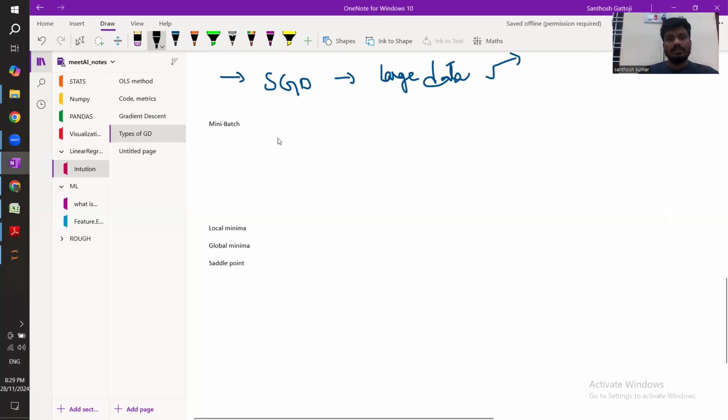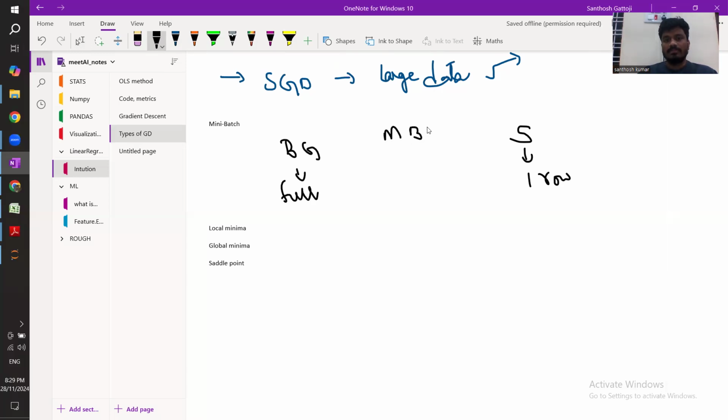Here in batch gradient descent, you're using the full data set. In stochastic, only one row to update. Mini batch will be in between these. In mini batch gradient descent, you take a small batch of rows to update the values. As I said, the only difference between these three is how many rows you are considering to calculate the loss, and after that you update the values.